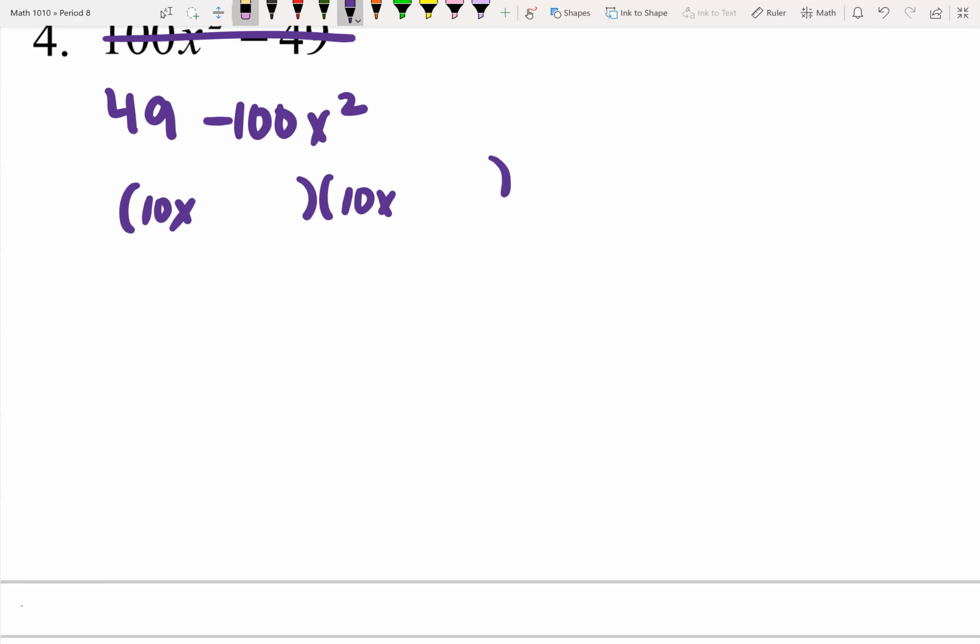So people get all weirded out that the variable is coming second. Who cares? It doesn't matter if it's first or second. You have to keep it in the order that it's given. So guys, the first blank is not 10x. It's what? Everybody tell me. 7. It's going to be 7. Good. One's a plus, one's a minus. And then now tell me what goes in the second blank. That's your 10x.